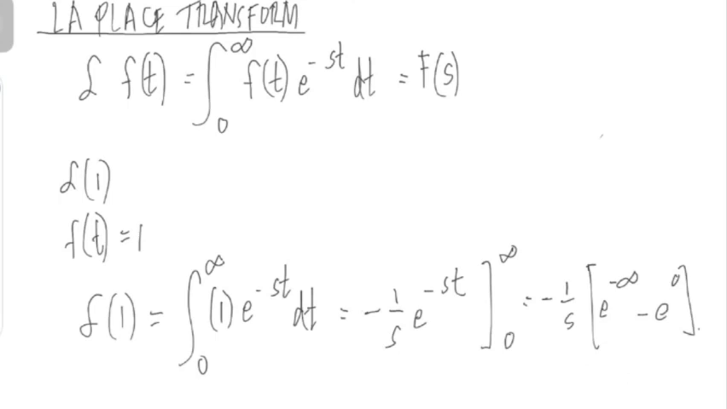e to the negative infinity is what? 0. Tama. Oh, 0. So, kung 0 yan, magiging negative 1 all over s. You have the 0. e to the 0 is 1. Or the negative times negative, positive. We can conclude that the Laplace transform of 1 is 1 all over s.